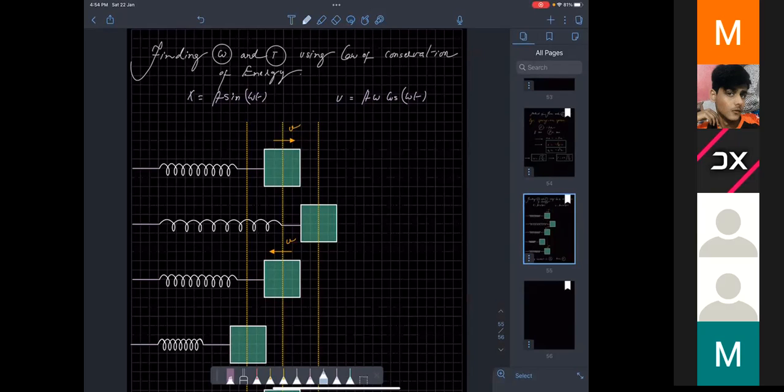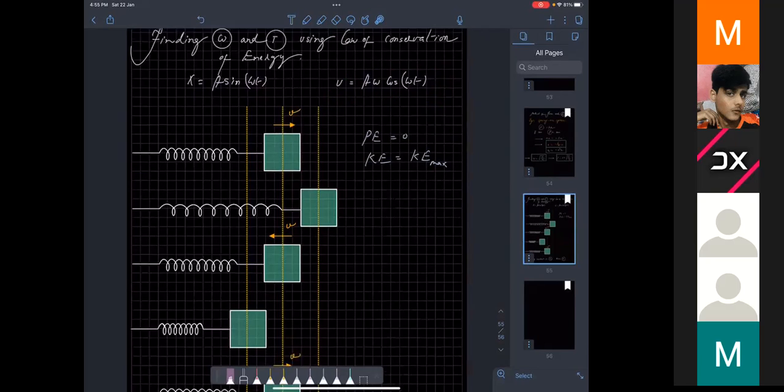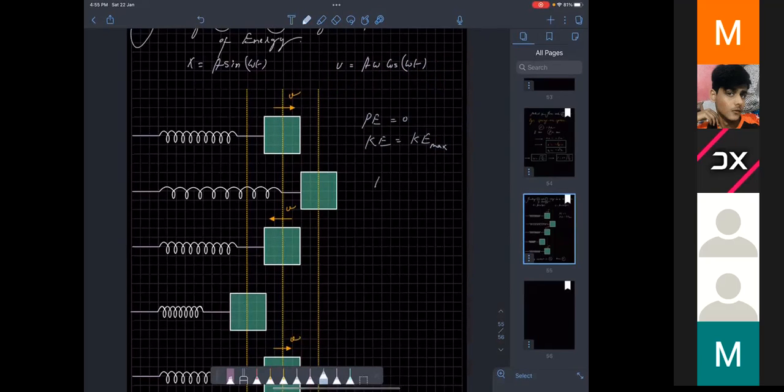Now here, potential energy is 0. Why? Because x is 0 at t equal to 0 initially. And kinetic energy is maximum because when omega t is 0, cos will have maximum value, which will be 1. That's why velocity will have maximum value of a omega. Clear? Here, potential energy is max and kinetic energy is 0 because it will stop at the extreme position, right? Okay, fine.